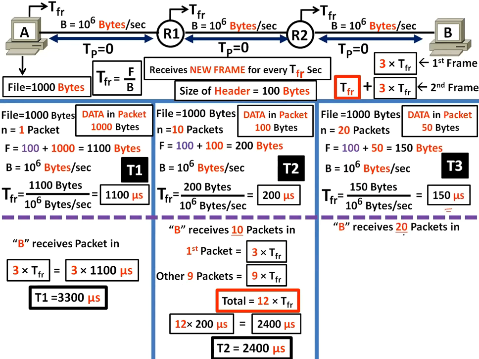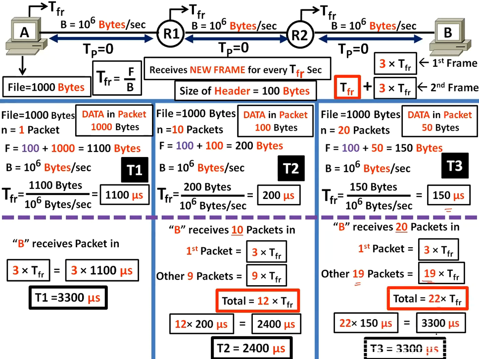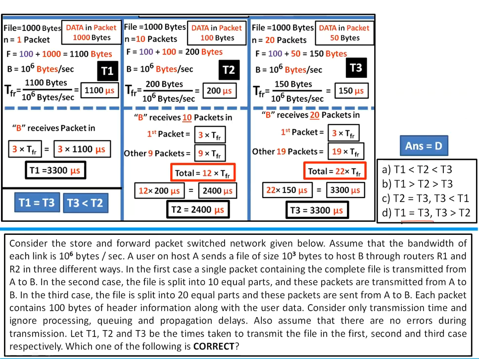Here you have 20 packets. First packet same, 3 TFR. Now how many packets are left? 19 packets, that is 19 into TFR. So altogether 22 into TFR seconds, 2000. So ultimately if you observe this, T1 and T3 are the same and T2 is less than that. That is the answer, guys. Answer will be D, guys.